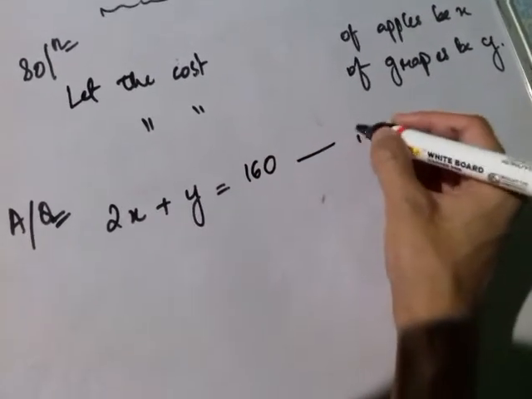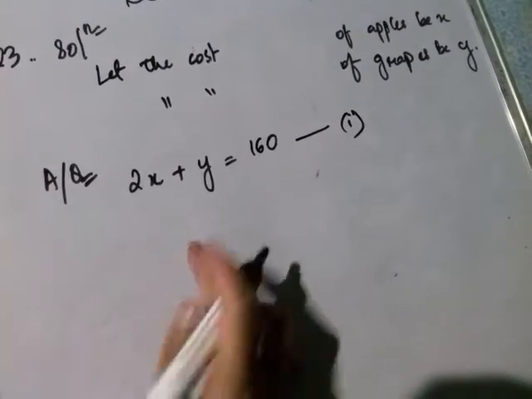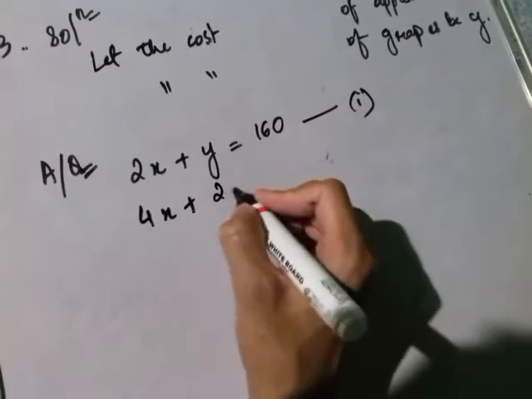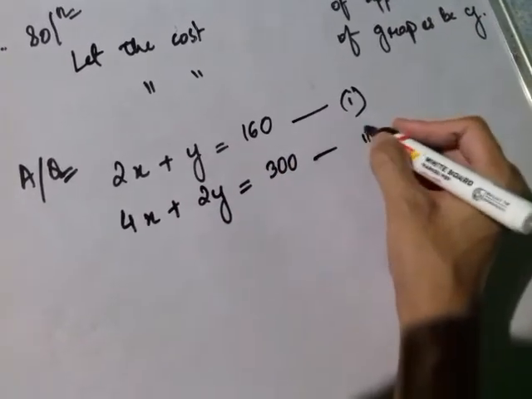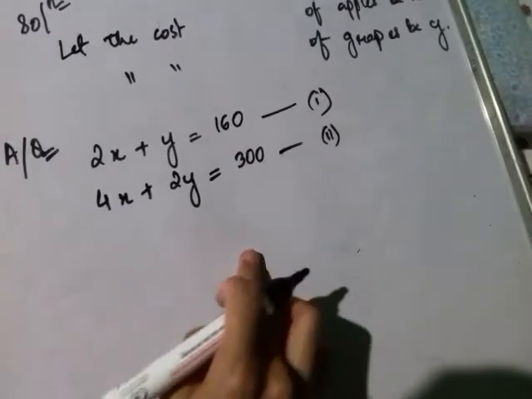160. This will be equation 1. Okay, so next, the cost of 4 kg of apples and 2 kg of grapes equals how much? 300, and this will be equation number 2. So 4x plus 2y equals 300.